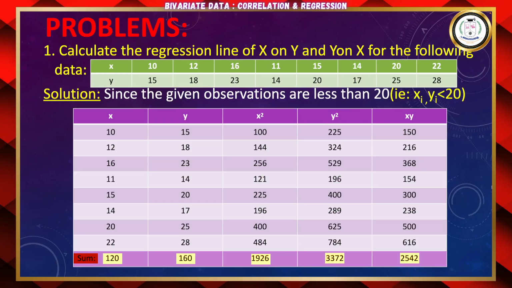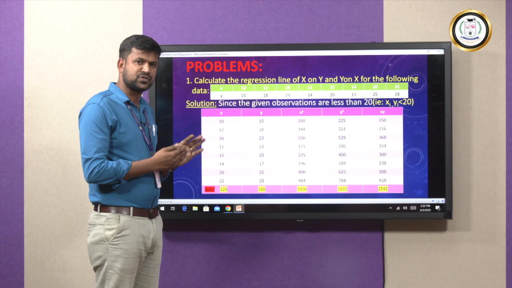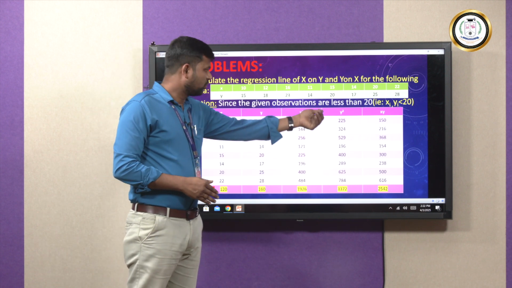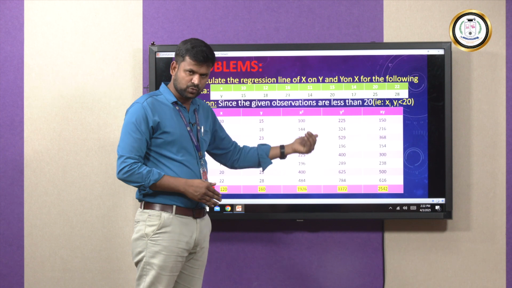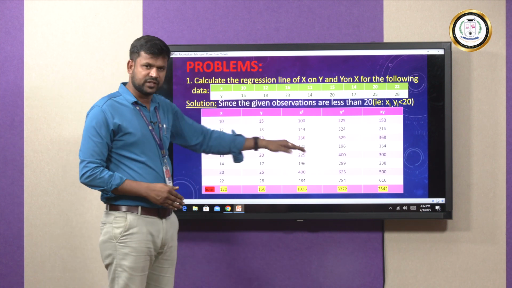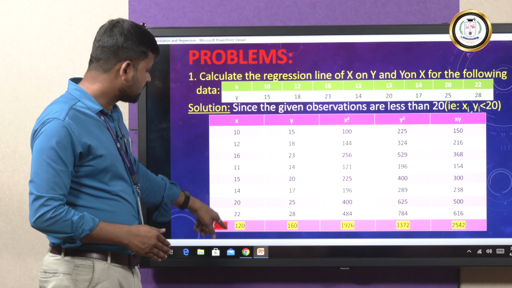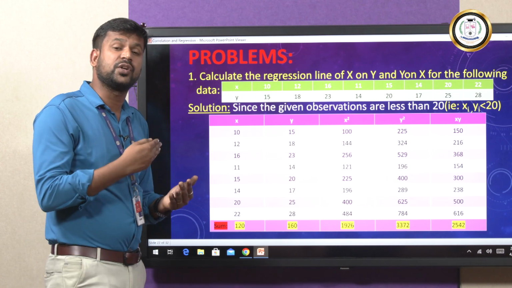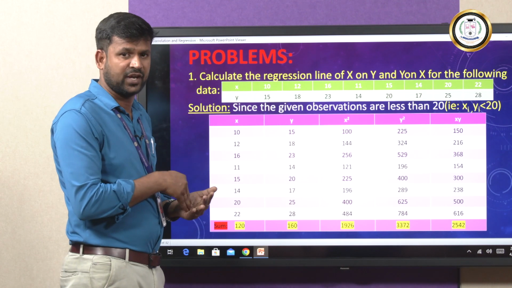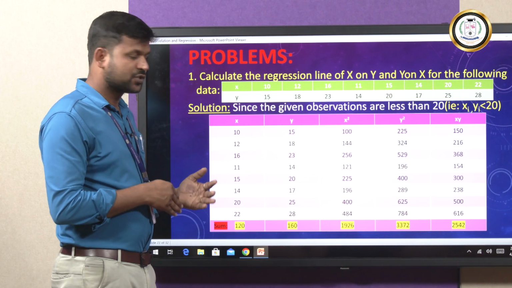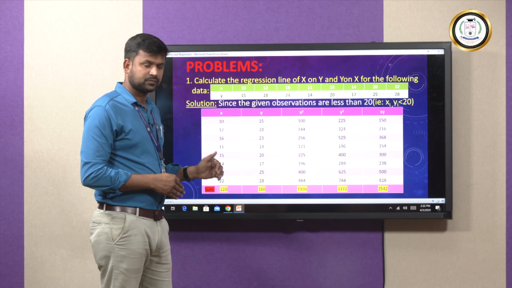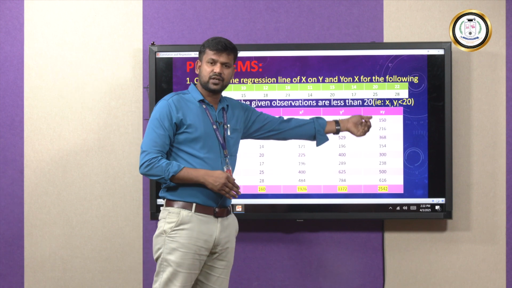Here, as I told already, the data are less than 20. Take x as it is, y as it is, there is no change on that. After that, square x directly, y as well directly, then multiply x into y together. After that, take summation for all of this, so that we get summation x, summation y. Why I am telling summation x and summation y is because in the formula we are going to use x bar and y bar to find the regression line of x on y as well as y on x, so summation x, summation y. Based on this, we are going to find x bar, y bar. Then summation x square, summation y square, summation xy.